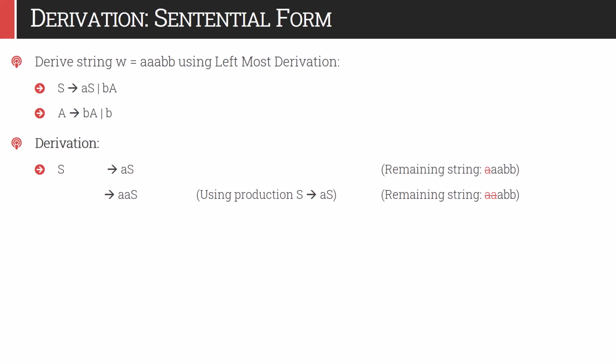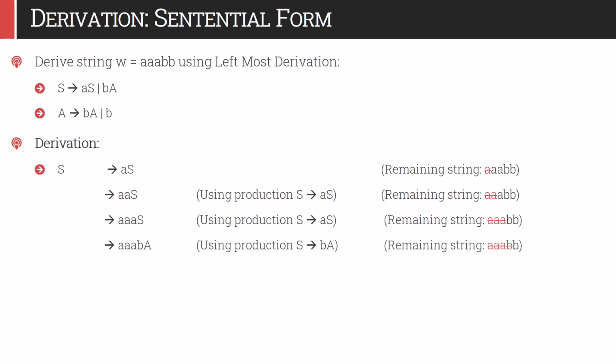Again, S can be replaced by AS or BA. Still we want A as the third symbol. So again we will replace capital S by AS. So we will have AAA followed by capital S. So all three A's have been read out. Remaining symbols are BB. Now capital S we will replace by BA because that will give me the next symbol B which I want in W. So now we are using production S gives BA instead of S gives AS.